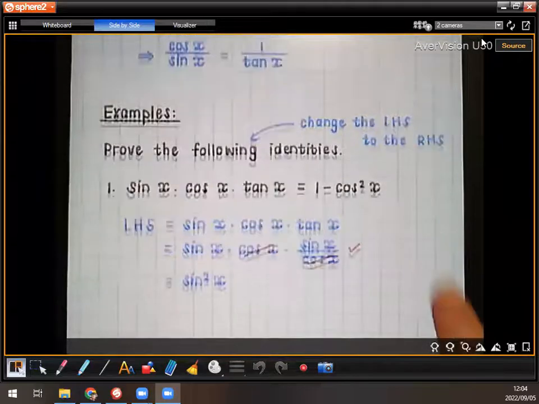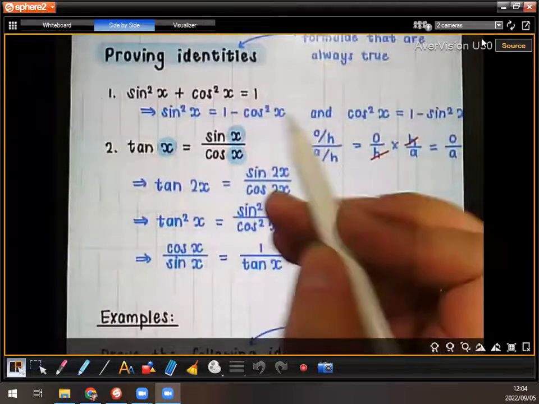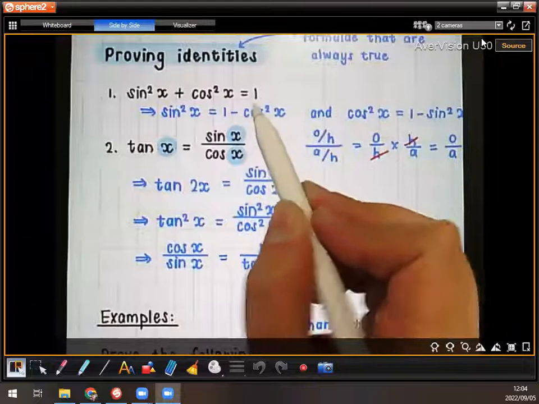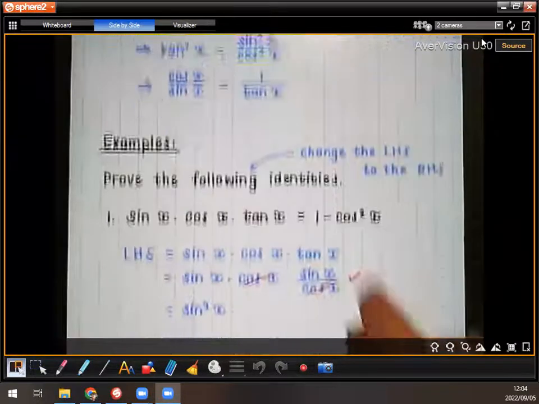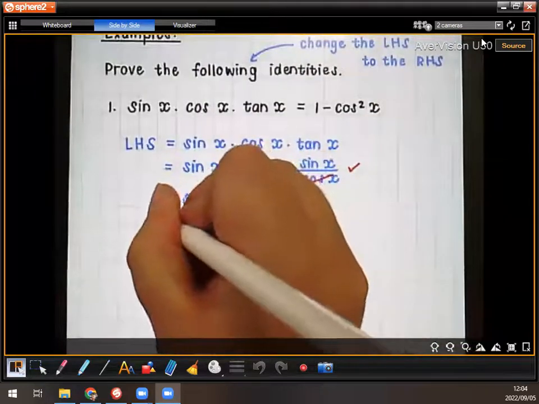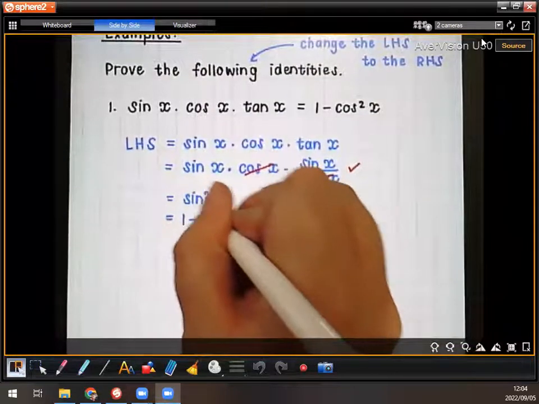Sin squared x is 1 minus cos squared x. Okay, using that identity, we wrote it up there. So sin squared x, you can change to 1 minus cos squared x. So that is then just your last step. This is 1 minus cos squared x.